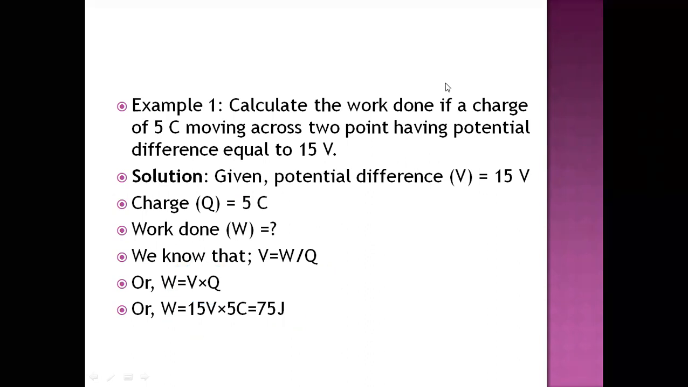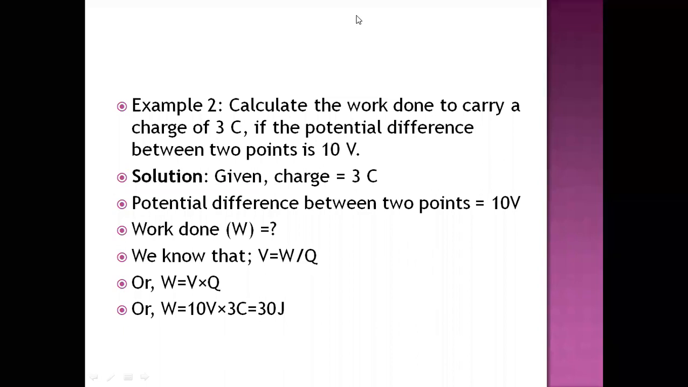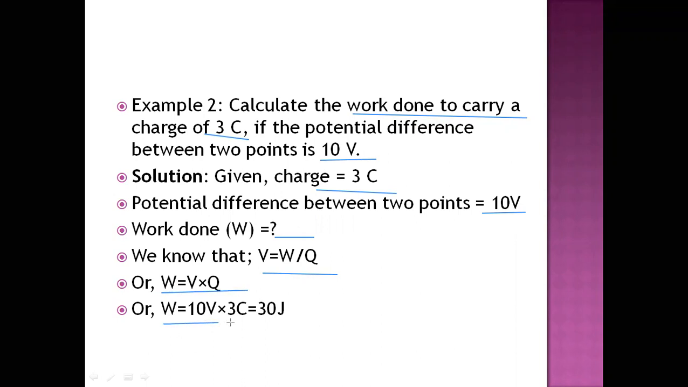Next is to calculate the work done. In this case we calculate the work done to carry a charge of 3 coulomb if the potential difference is 10 volt. The charge is 3 coulomb, the potential difference is 10 volt, and we need to calculate the work done. So V is equal to W upon Q, or W is equal to V into Q, or W is equal to 10 volt into 3, that is 30 joule. In this form we can calculate the work done with the same formula.